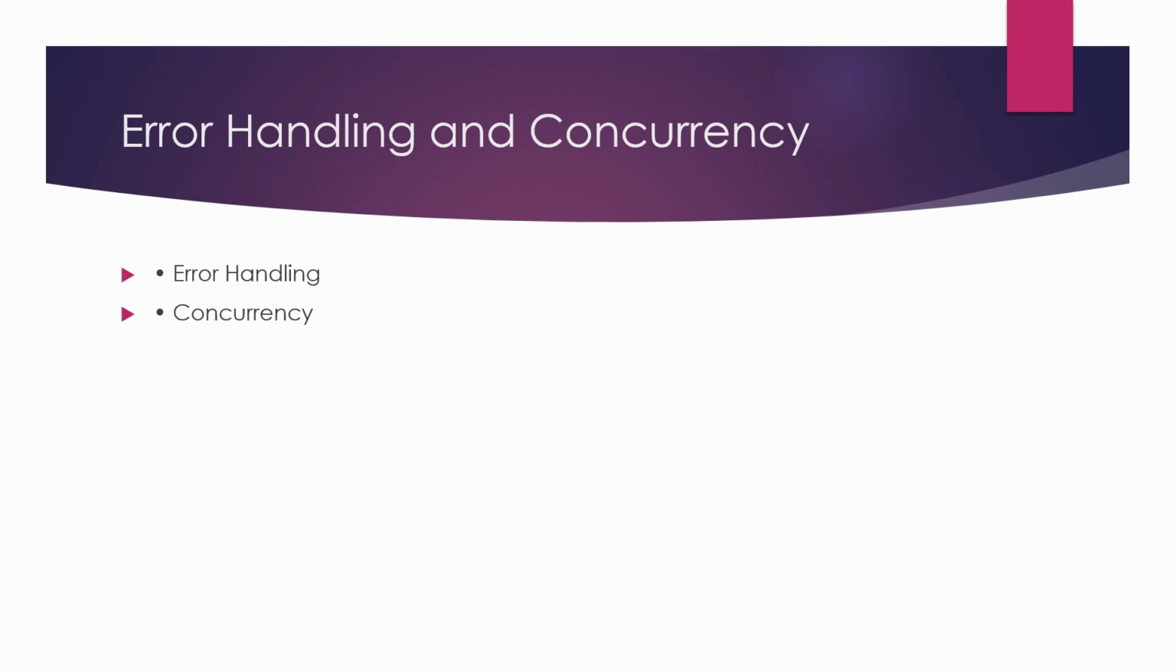Next, we reviewed two critical areas of programming, error handling and concurrency. We explored the different types of errors, syntax, runtime, and logical, and how exceptions are handled in languages like Java, Python, and C++. On the concurrency front, we delved into how modern languages manage threads, processes, synchronization, and potential issues like deadlock.